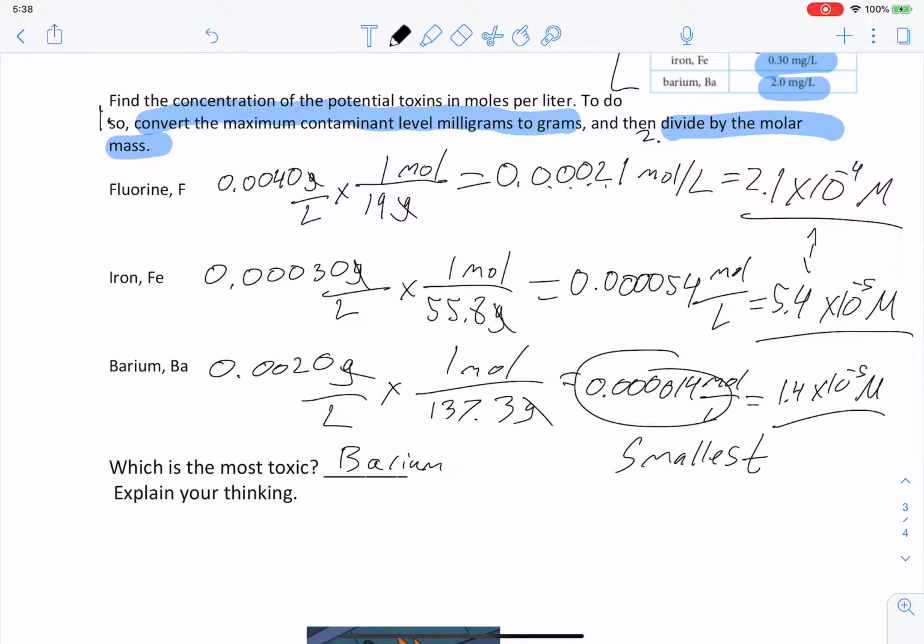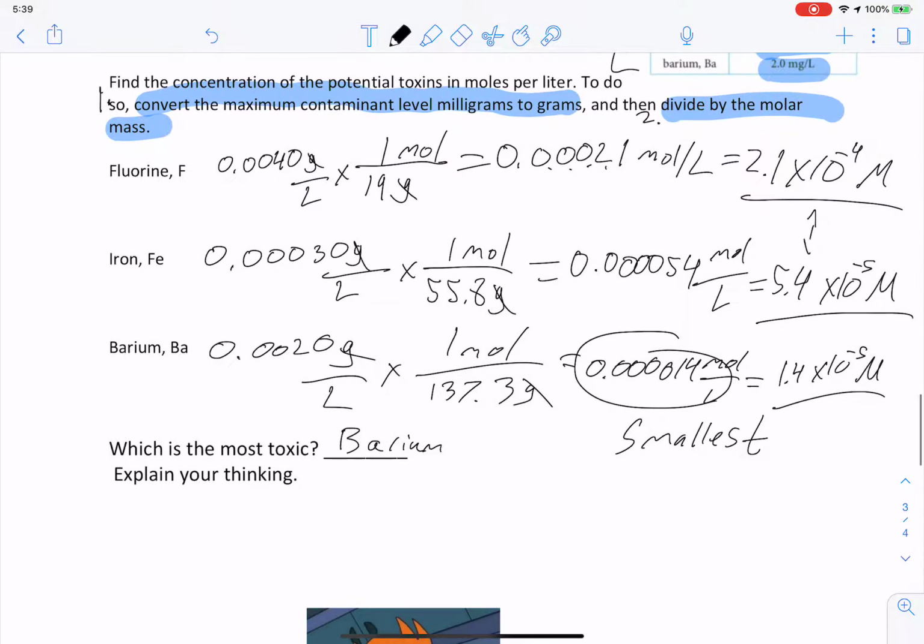The reason why it's the most toxic is because this is basically saying the EPA is restricting this amount of barium per liter of water. So the lowest amount really means it's the most lethal. Okay, so it's the most toxic because it is the most restricted of the three. If we look at fluorine, fluorine's number is a little bit higher. That means you can have more fluorine per liter of water, and it'll still be safe to drink.